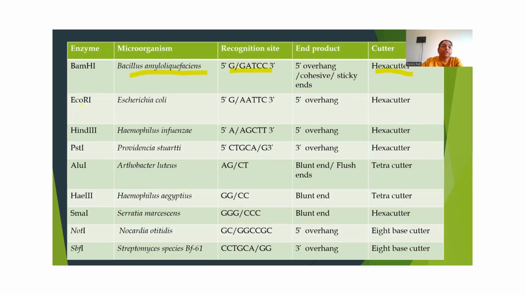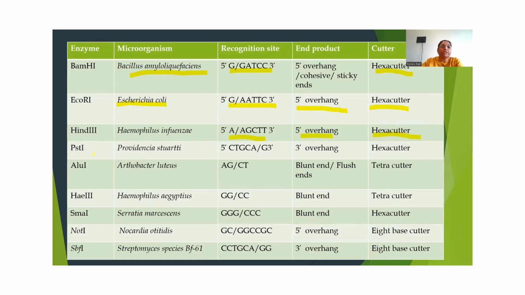Next one is EcoRI. Okay, it is from Escherichia coli, and its restriction site or recognition site is GAATTC. And after cleavage, it is going to produce the 5 prime overhang, and as the recognition site consists of 6 nucleotides, it is called a hexacutter. The next enzyme is HindIII, isolated from Haemophilus influenzae. It is also a hexacutter, as it consists of the 6 nucleotides AAGCTT, and it is producing the 5 prime overhang.